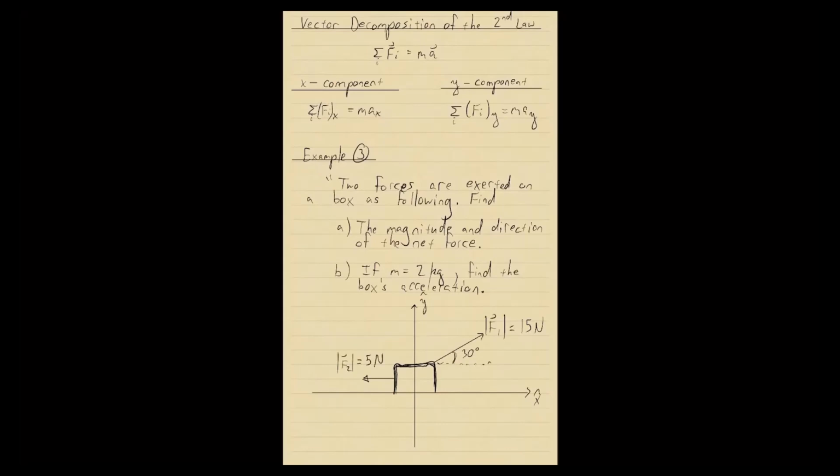Right. So it wants us to find the magnitude and direction of the net force. And it wants us to find the acceleration of the box if the mass of this box is 2 kilograms. So it's important to note in this problem, there's no friction. The problem has not explicitly said that there's friction, so we're not going to include friction.